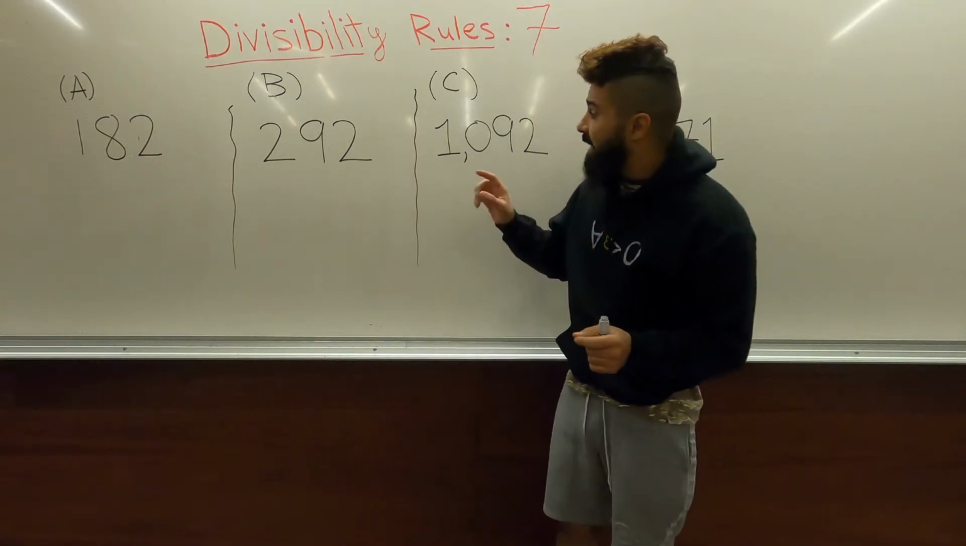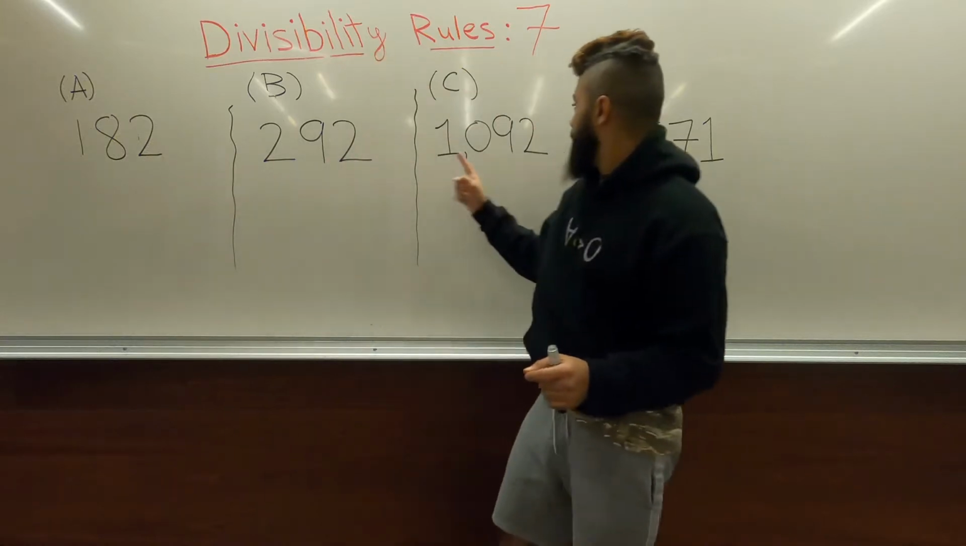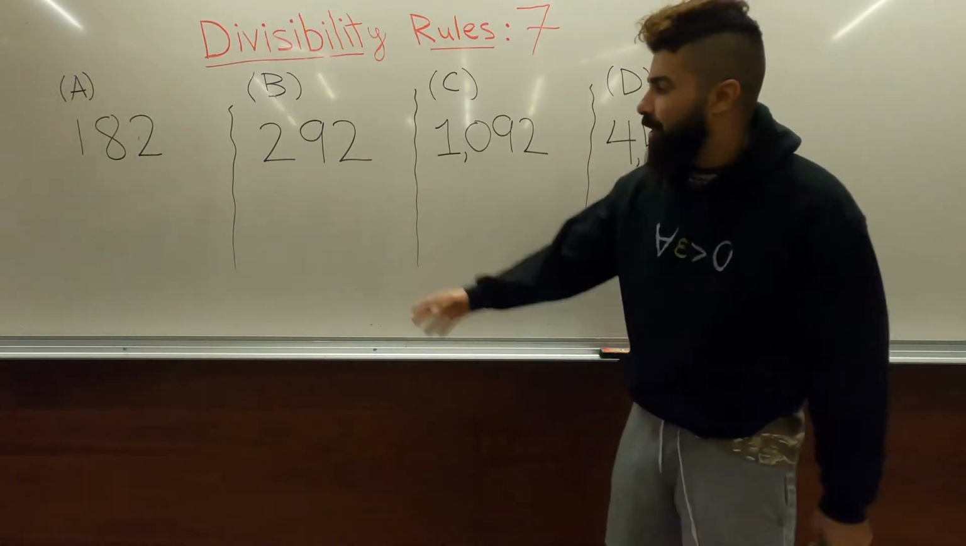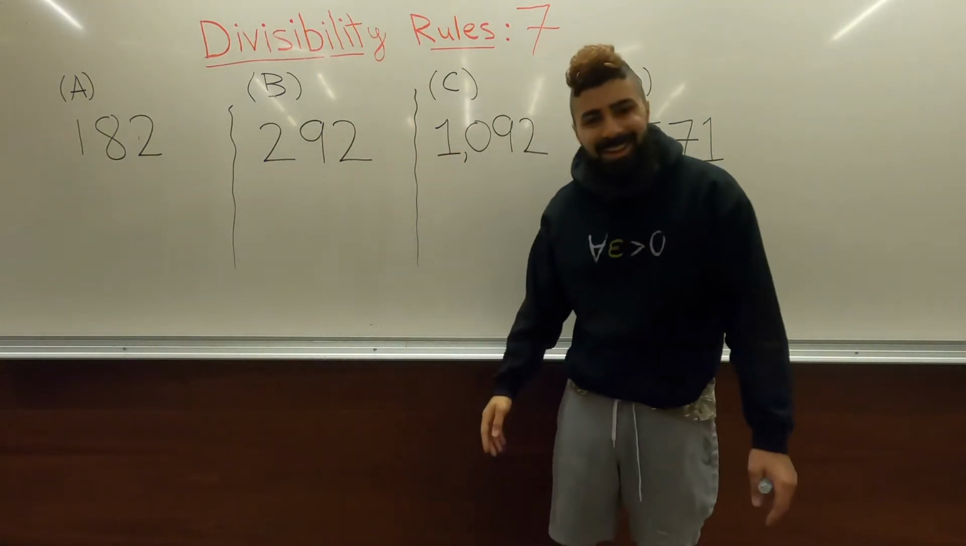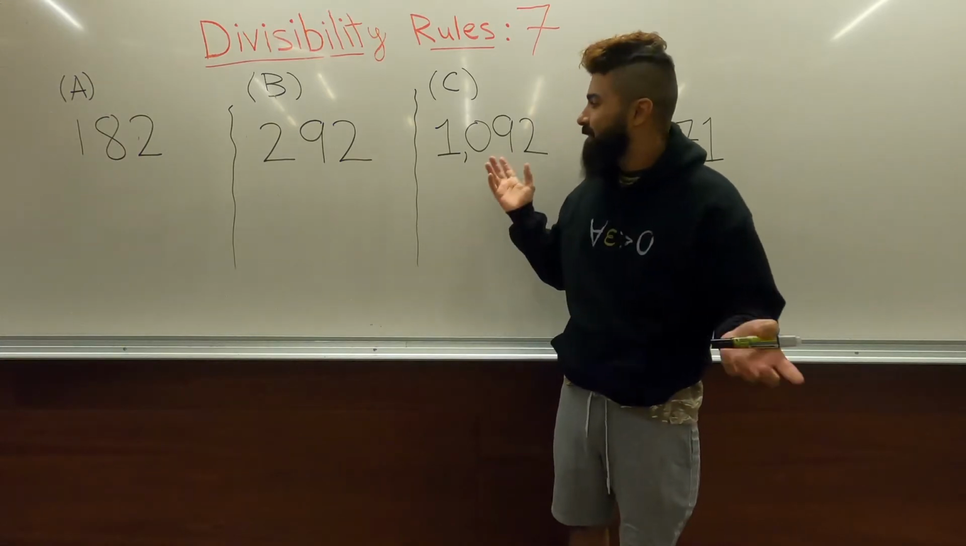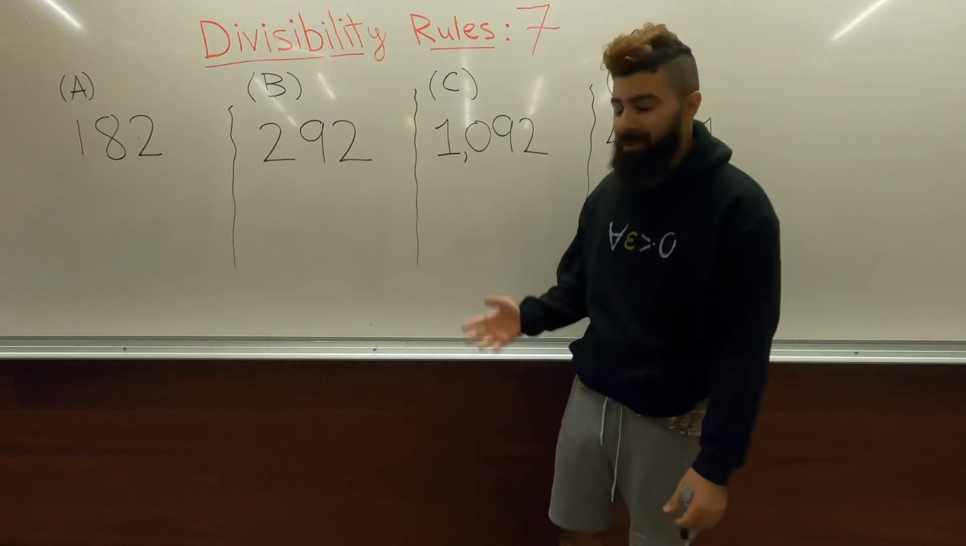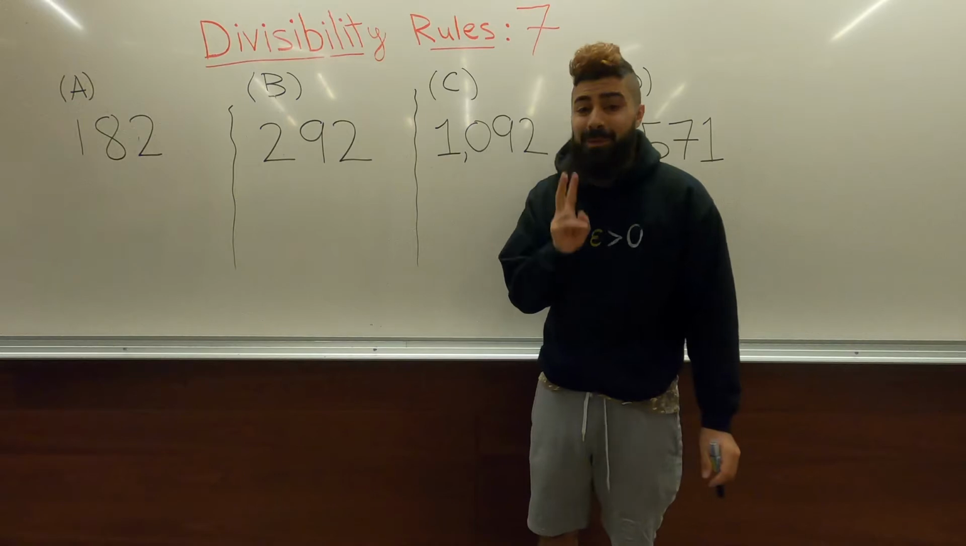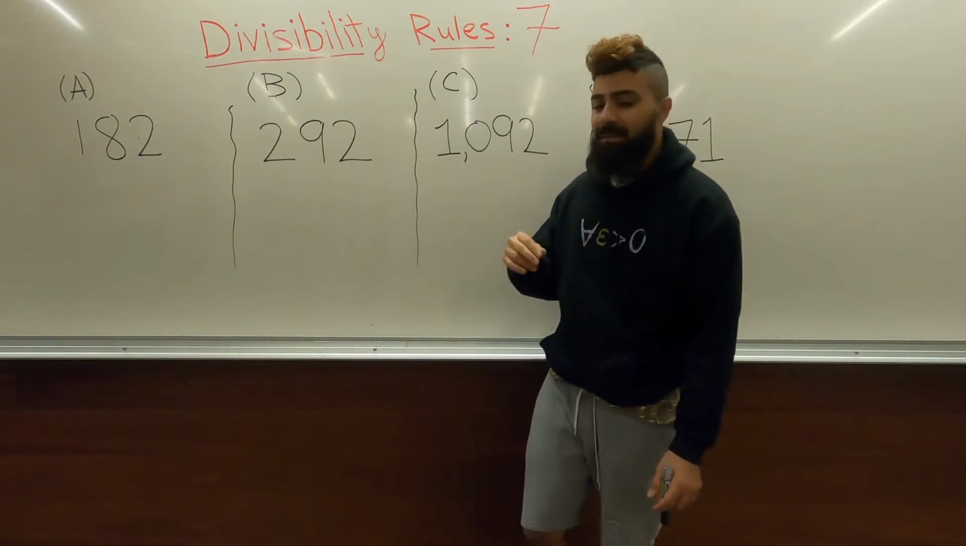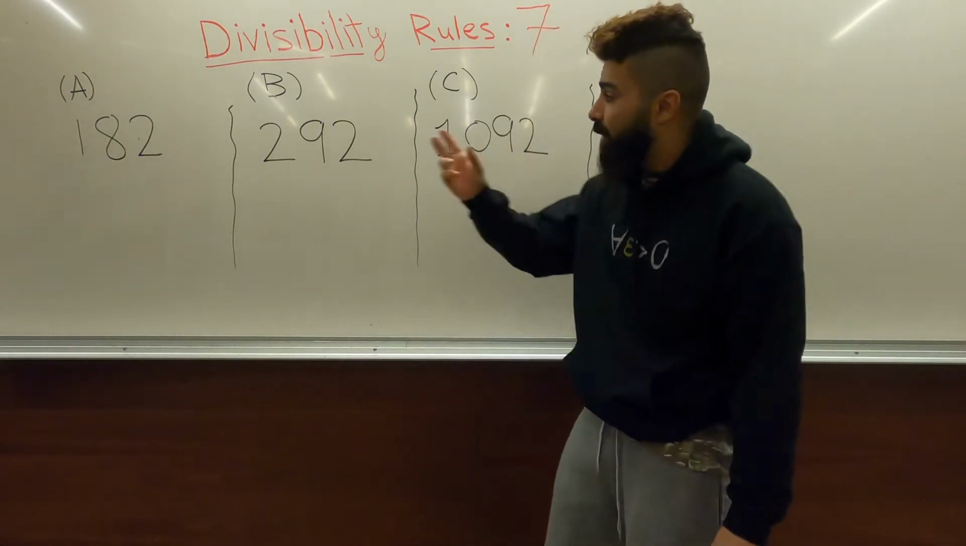Okay. Take the very last number. Oh, they all happen to be 2. It doesn't have to be 2, it just so happens that. Okay, anyways. Take the very last number, multiply it by 2, and then subtract that from the rest of the number.